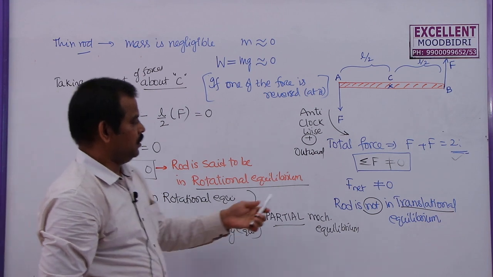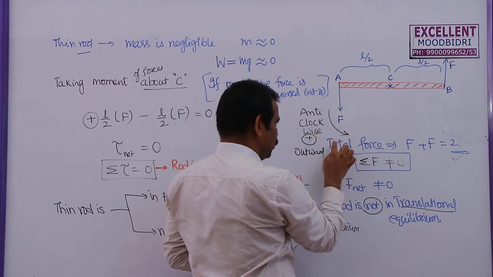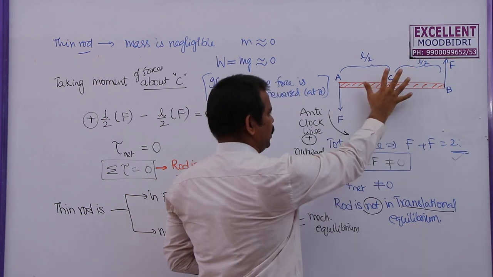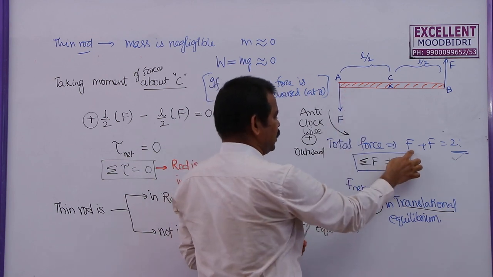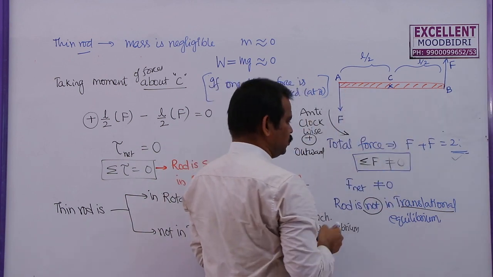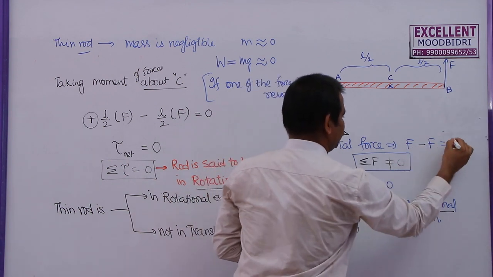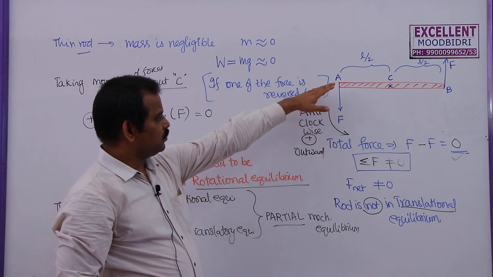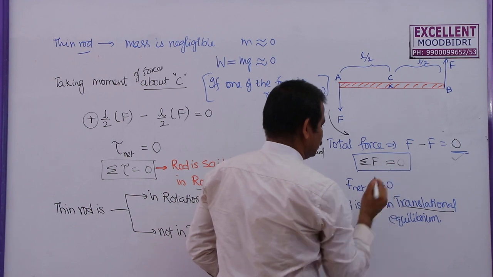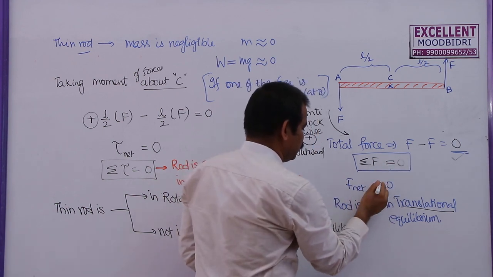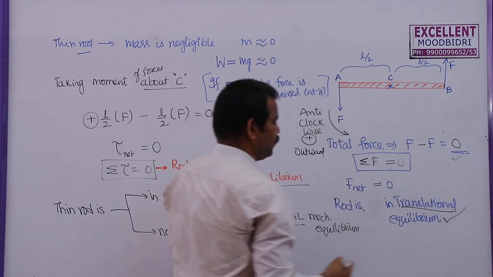Now, first of all, let me take the total force acting on this rod. Here, one force is acting downwards, the other force is acting upwards, and the weight of this rod is 0. So what am I going to write? The downward force you take as positive, the upward force you take as negative, so let me take this as minus F. What is the net force here? The net force will become 0. The total force experienced by this rod in this case will become 0. So sigma F will be 0. As net force is equal to 0, the rod is said to be in translatory equilibrium.